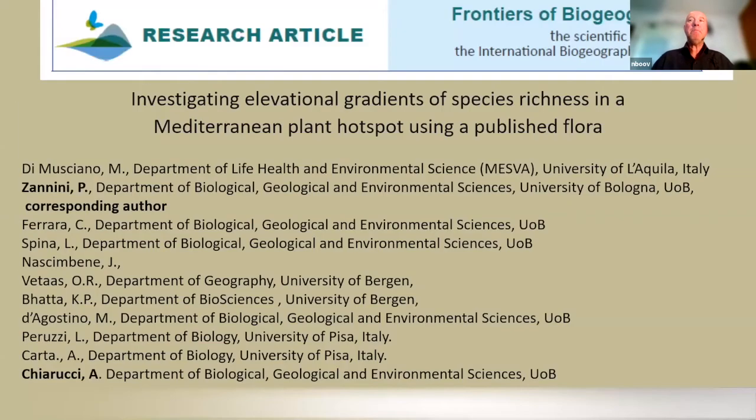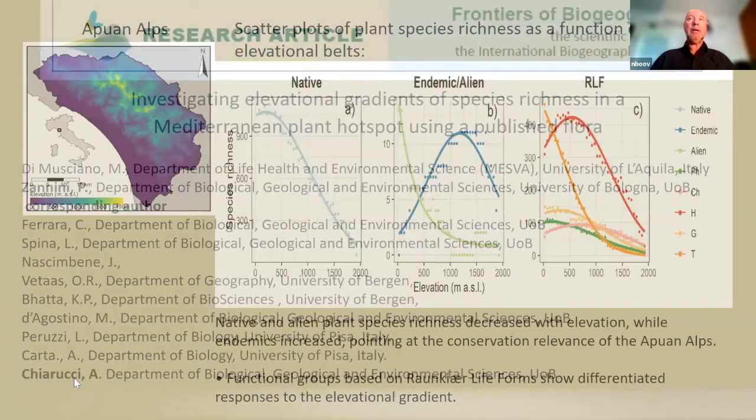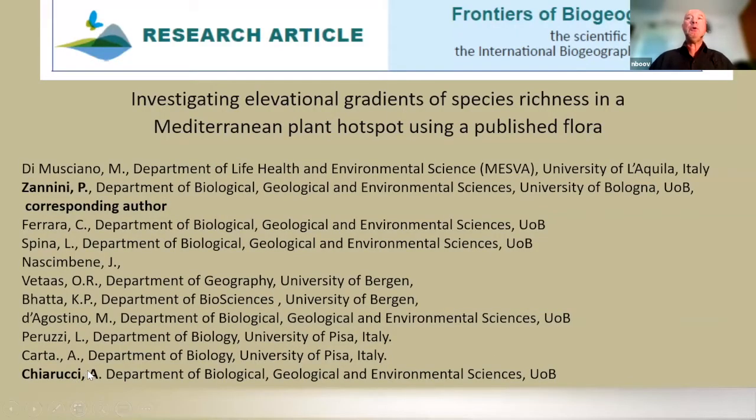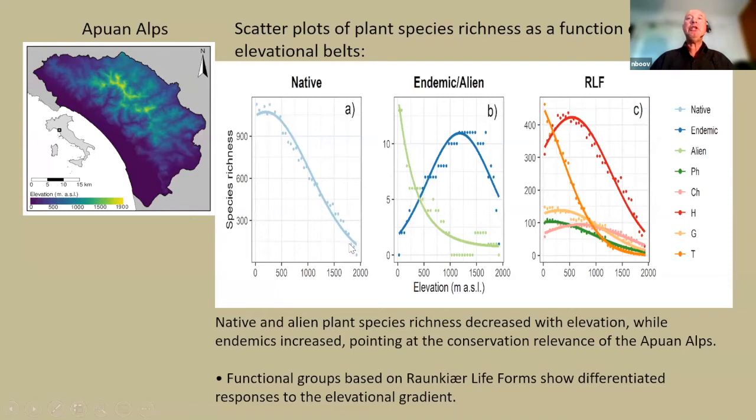Then you have the Italian group, Alessandro Chiarello, and as I said, they are looking at the Upper Alps and investigating a hotspot based on data from a published flora. They found that the native species decline with elevation. The endemic species have a peak around 1200 meters. The aliens are decreasing, and there are various responses if you divide them up into various Raunkiaer life forms or functional traits, as it is called today.